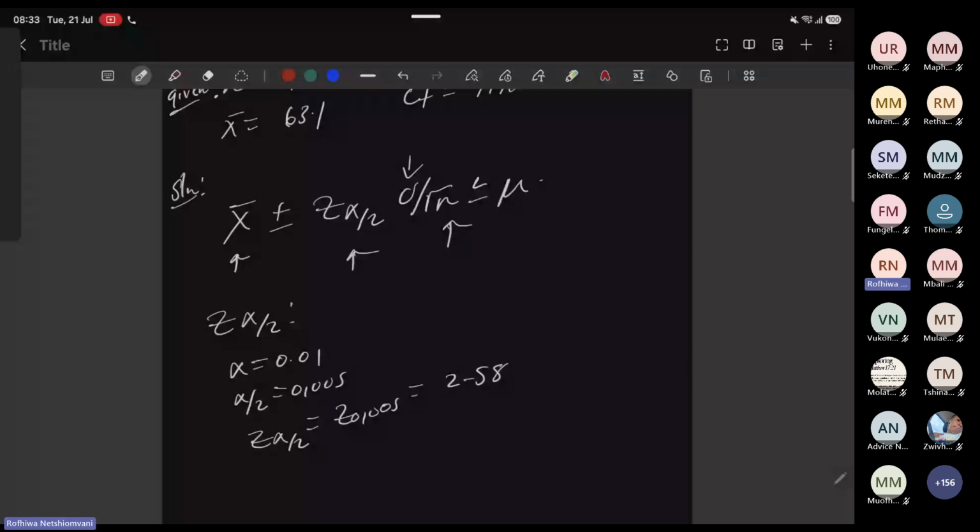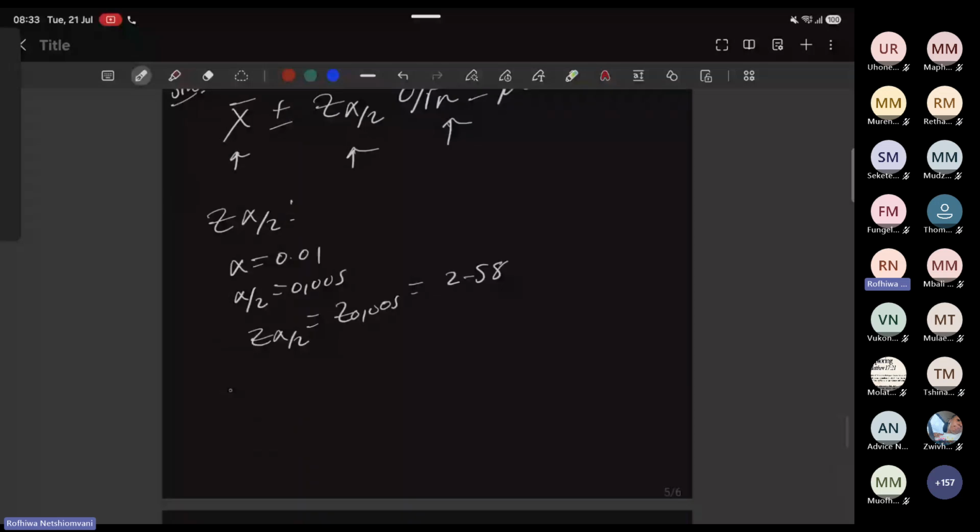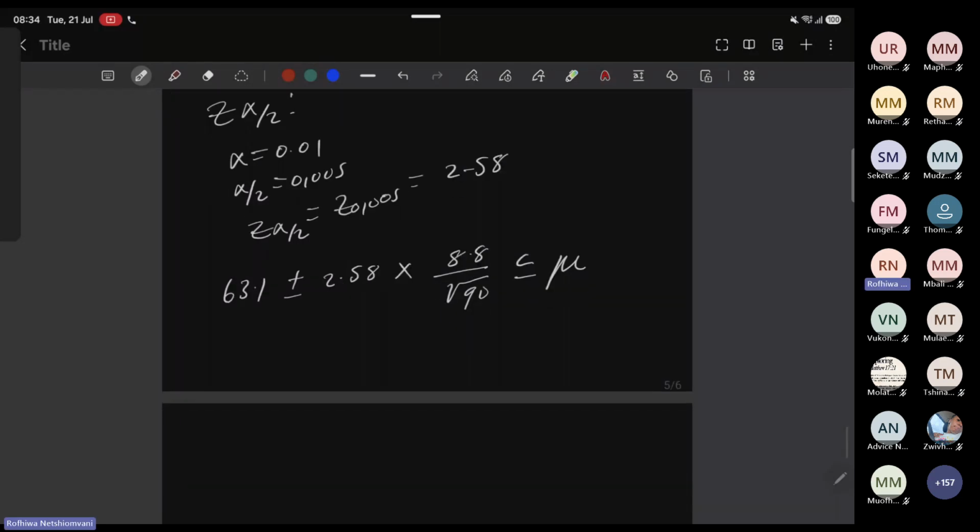If we're rewriting the formula, so x bar, we know that is 63,1 plus minus 2,58 multiplied by 8,8 over square root of 90. Then now the question is, what do we do here? So this is what I want. Now we say 63,1, we use the minus first.